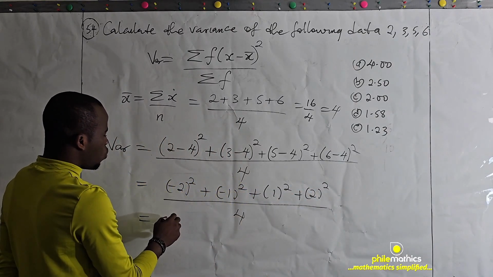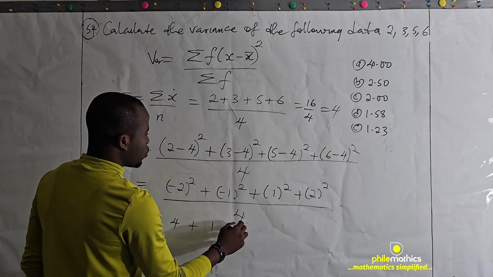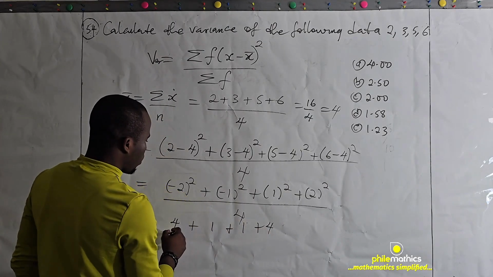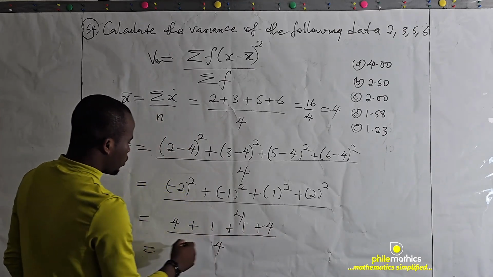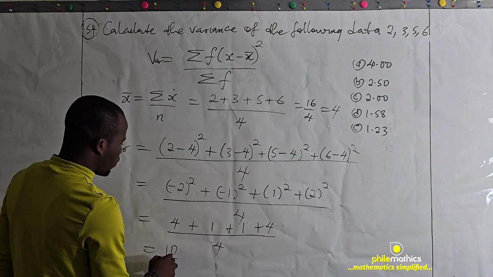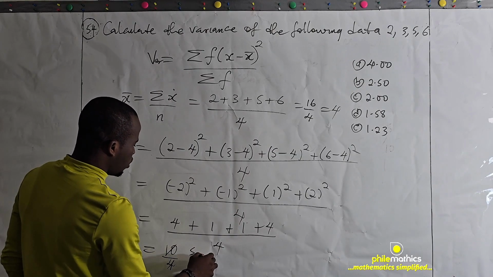And so minus 2 squared is 4, minus 1 squared is 1, 1 squared is 1, 2 squared is 4, over 4. 4 plus 4, 8 plus 2 is 10 over 4. And 10 over 4 is 5 over 2, and this is 2.5.